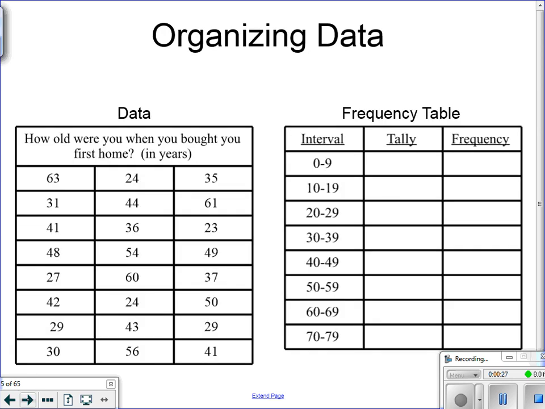So we have some data here that we're going to look at. And the first thing we're going to do is put this in a frequency table. So the data is how old were you when you bought your first home? And this is in years. As you can see on the table there, the numbers are just in there randomly, probably how people answered, like in a survey at the mall or something like that. So they asked the question, people answered, and they just wrote down the answer.